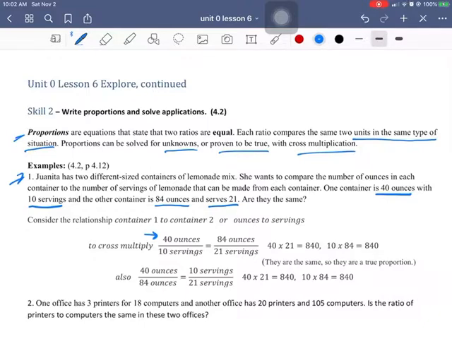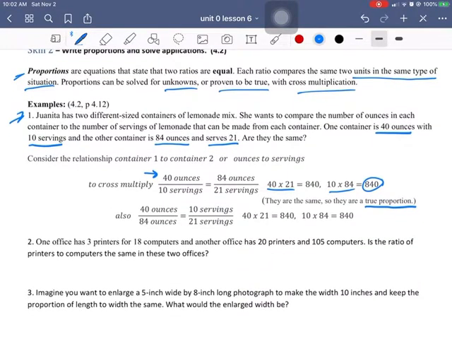So cross multiplication is probably the easy way to go with that one. So that is 40 times 21 is 840, and 10 times 84 turned out to be the same exact number. So they are the same, so they are a true proportion. So it actually doesn't matter which one. Neither one's cheaper than the other one, so she can decide just by the number of servings she needs as to which one to buy.